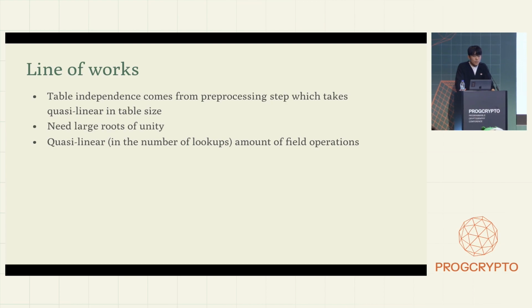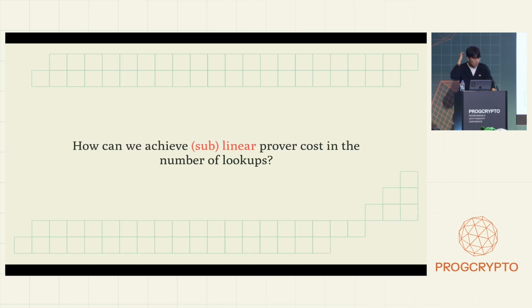But actually, the table independence comes from the pre-processing step, which takes quasi-linear time in the table size. This also still needs larger roots of unity to encode the table inside the circuit. So if we want a very, very large table, it's still quite infeasible. And actually, they are all still quasi-linear: they all require a quasi-linear amount of field operations in the number of lookups. So our question was, how can we achieve sublinear or at least linear prover cost in the number of lookups?